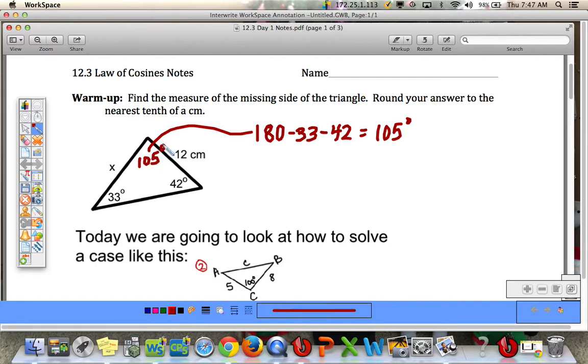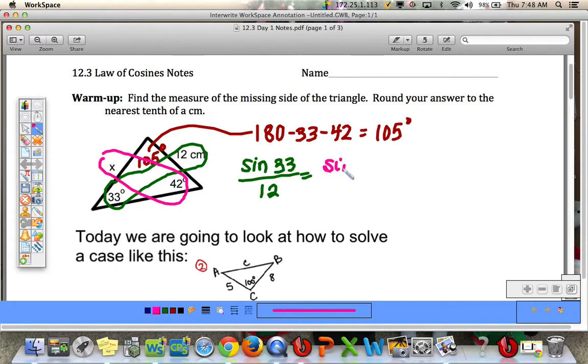So then you have to check, can we use law of sines? Law of sines, look for a complete ratio. Do we have a side and its opposite angle? And we do. So we're going to use law of sines to solve. Sine of 33 over the opposite side, 12, equals, and let's solve for x here. So to set up the proportion, we know that equals sine of 42, the angle, over side x. So there's law of sines. We'll cross multiply and solve.